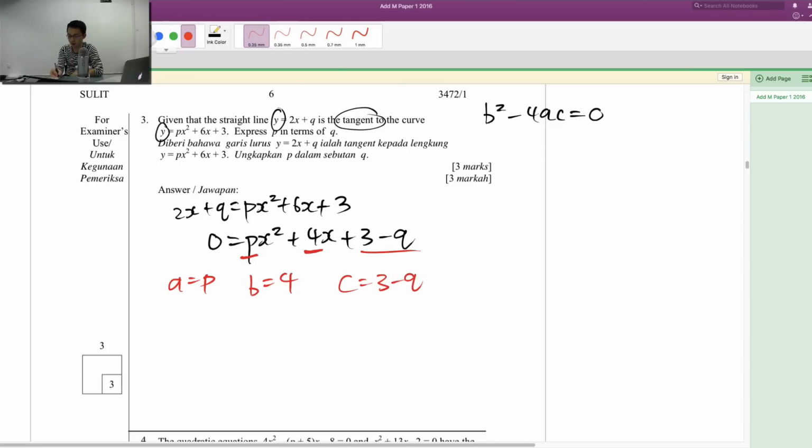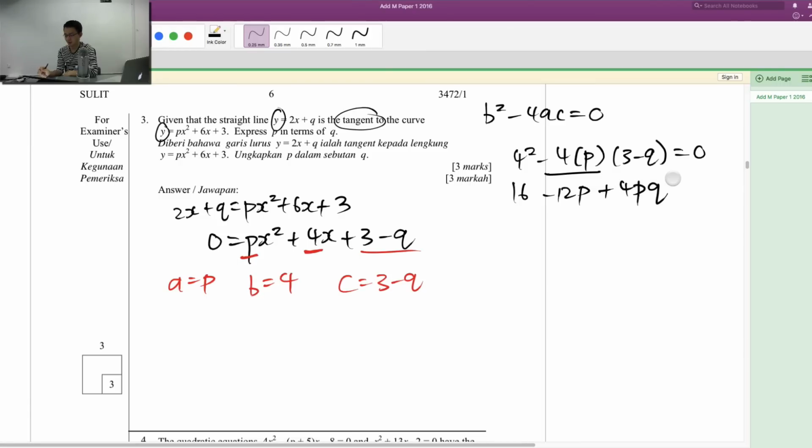Then we substitute into here. So b squared is 4 squared, minus 4ac, where c is 3 minus q, equals 0. So this is 16, and then this is negative 4p multiplied by 3, which is negative 12p, and then this one will be positive 4pq. I hope my math is okay. Then the question asks you p in terms of q. So that means I will need to make p the subject. Over here, I will rearrange a bit.